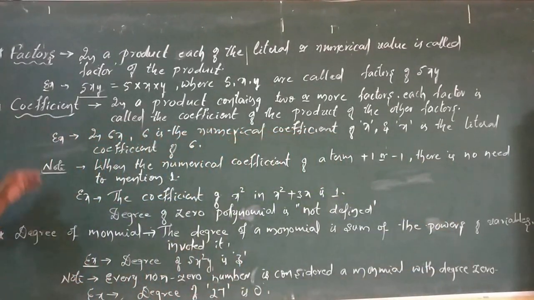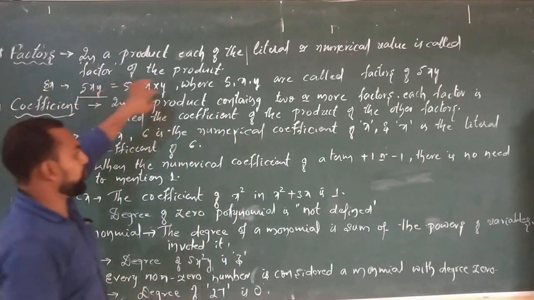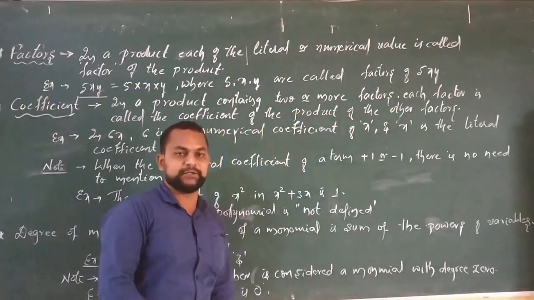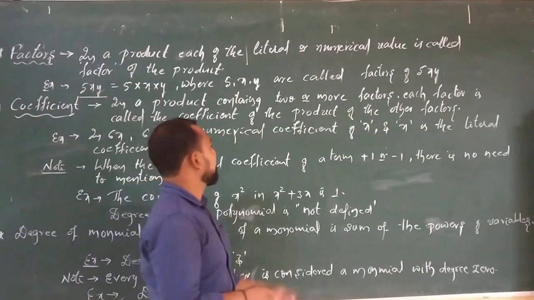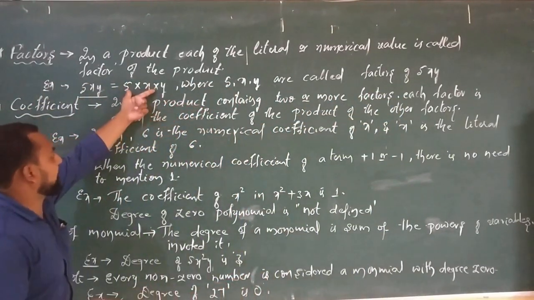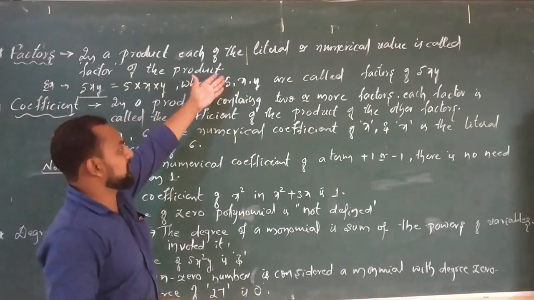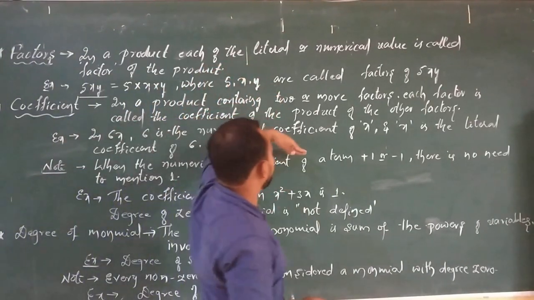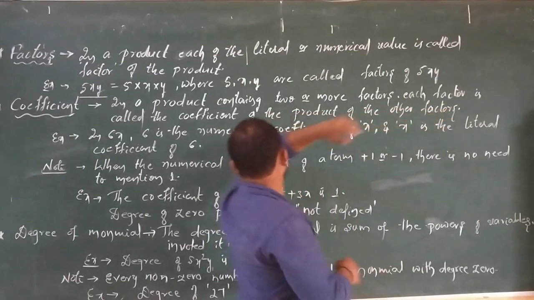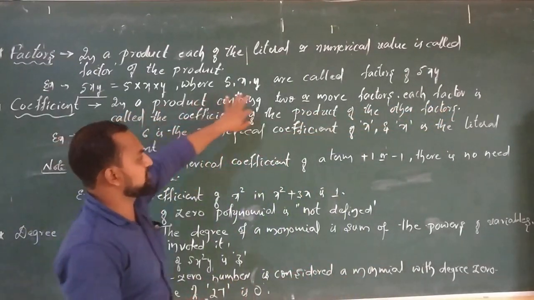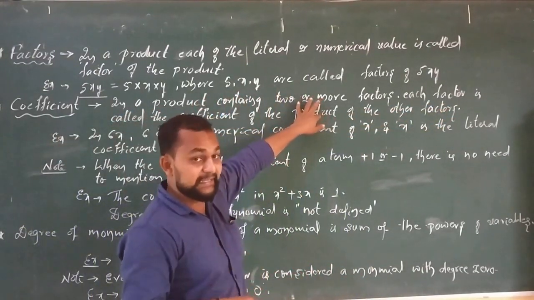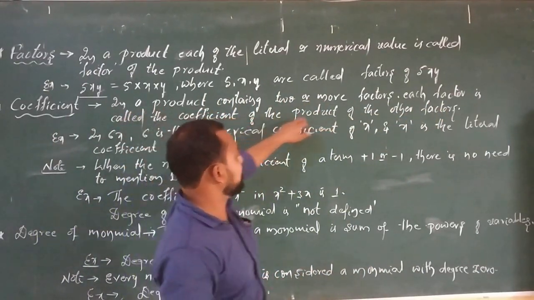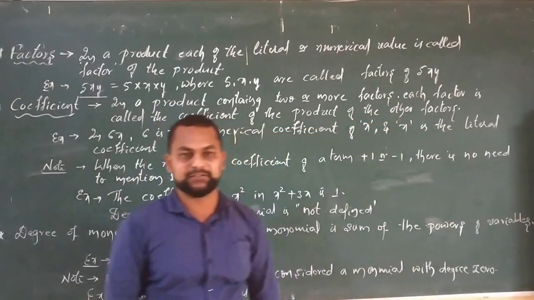The next one is coefficient. In a product containing two or more factors, here the factors of 5xy are 5, x, y. Each factor is called the coefficient of the product of the other factors.